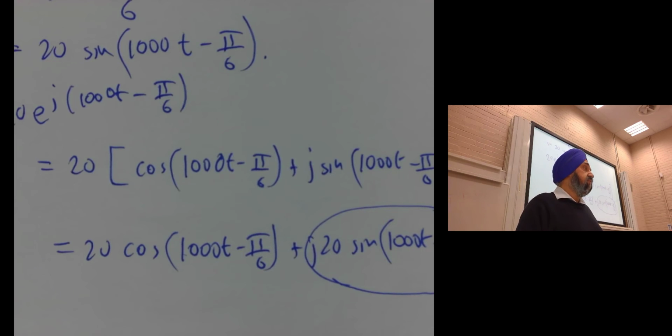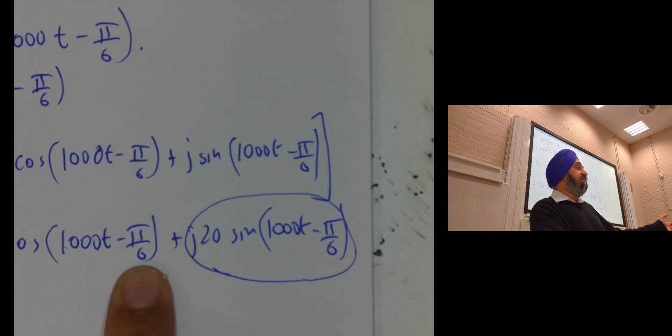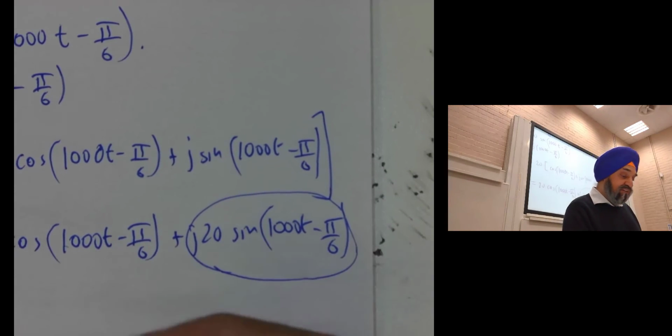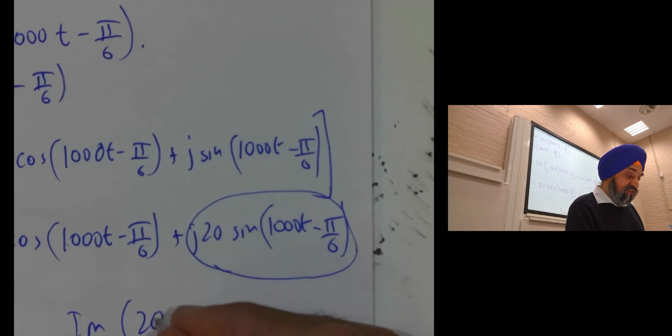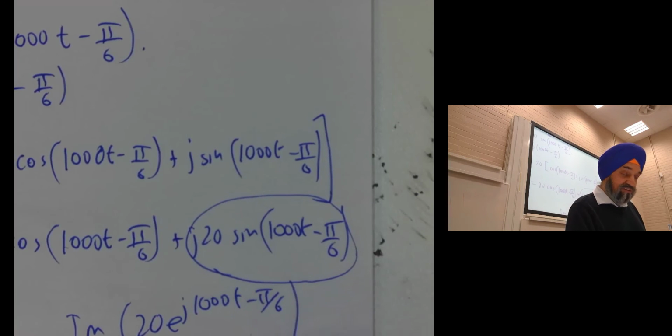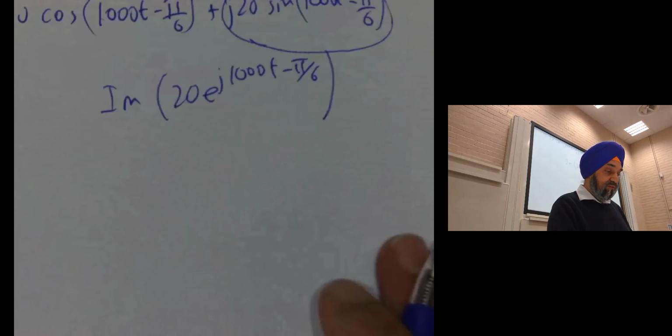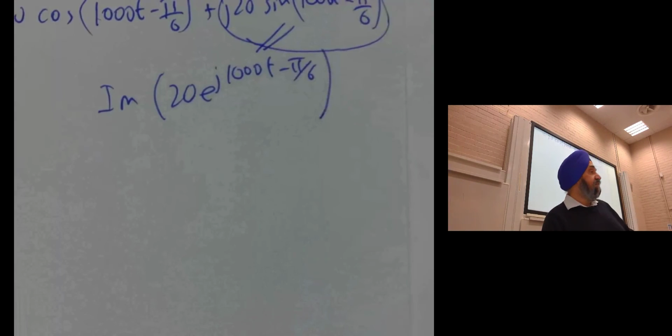Could you maybe try and pick out the imaginary part? Exactly, that's what you do. You've got a complex number with two parts, the real part and the imaginary part. This is the imaginary part, so you just pick it out. To throw the real part away, you write this as the imaginary part of 20e to the j(1000t minus pi over 6). That would pick up this one, the imaginary part.